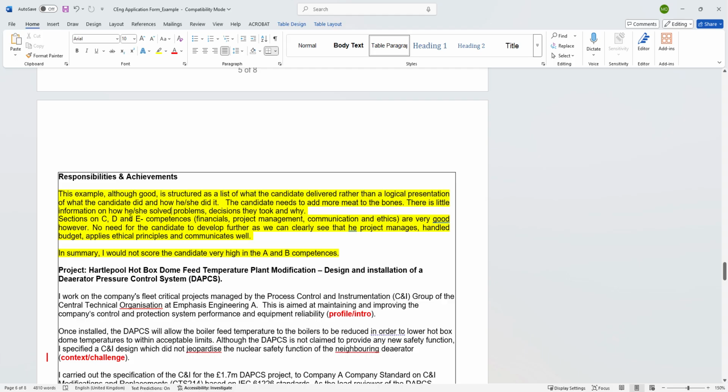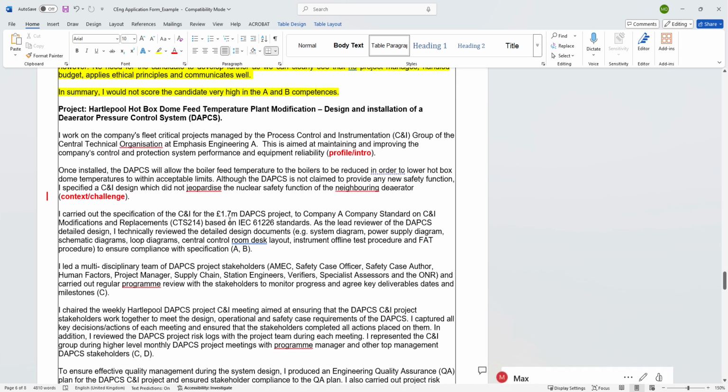And then this is another example. So what do we have as a comment here? In yellow, we said this example, although good, is structured as a list of what the candidate delivered rather than a logical presentation of what the candidate did and how they did it.